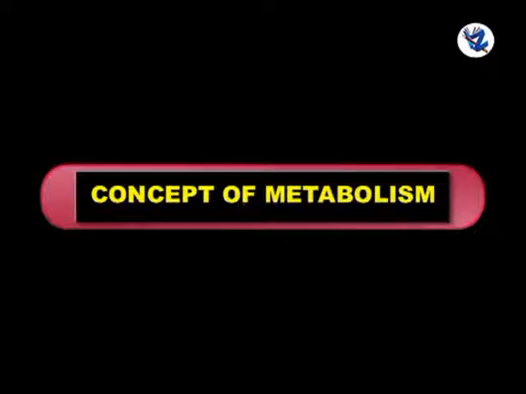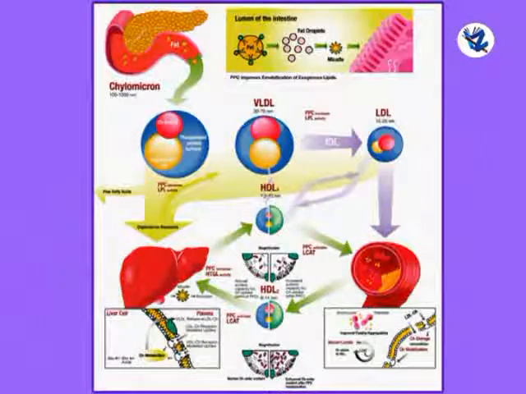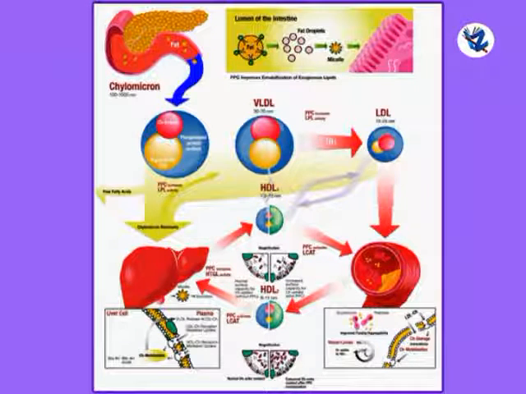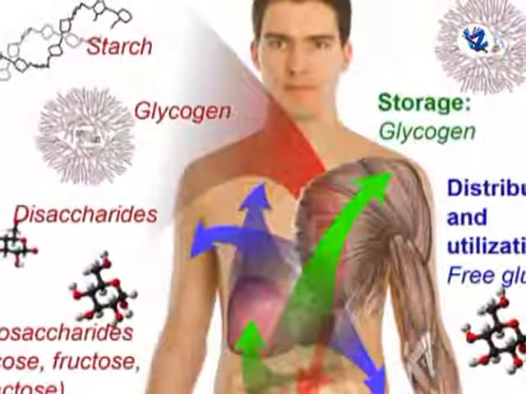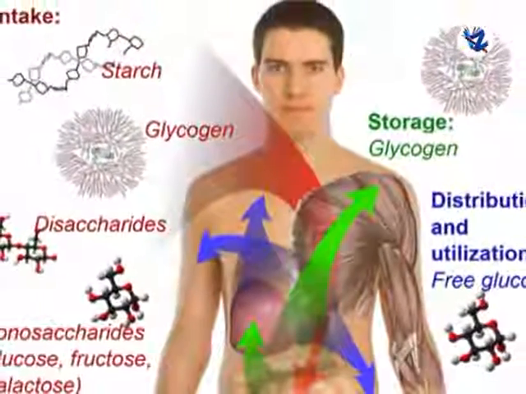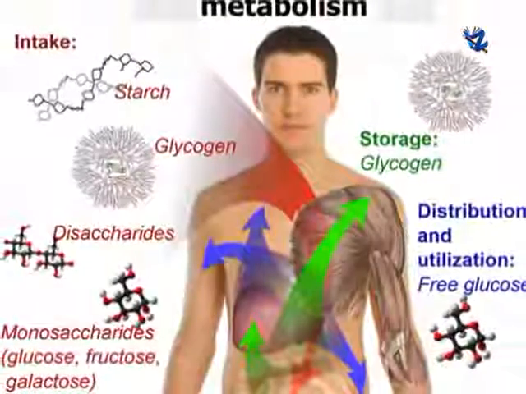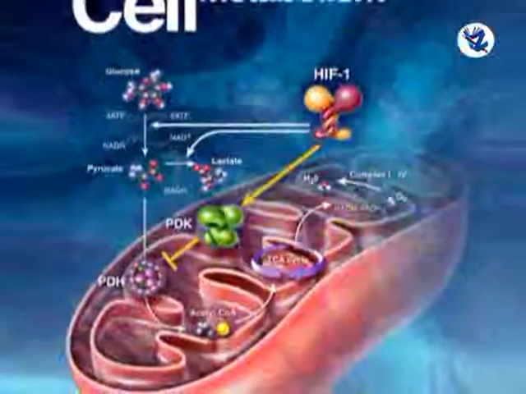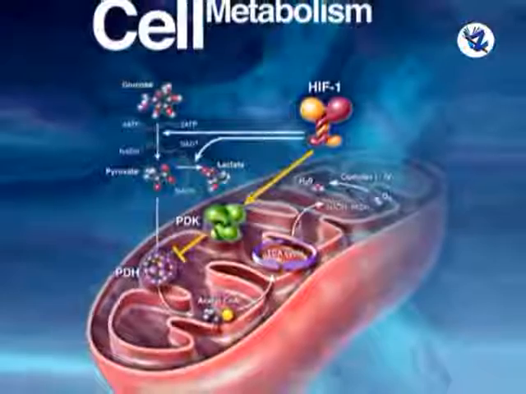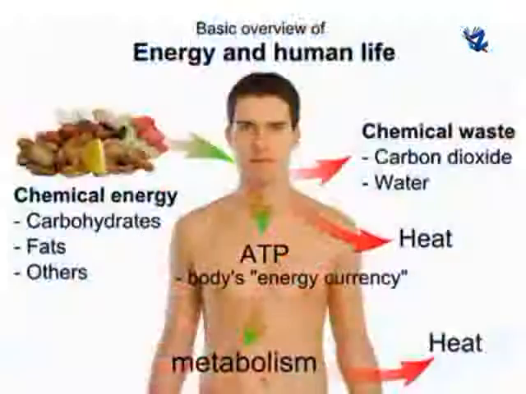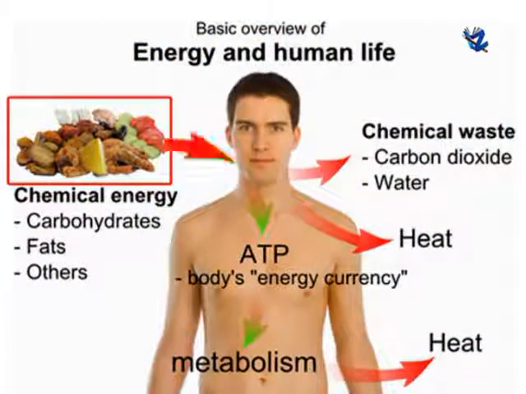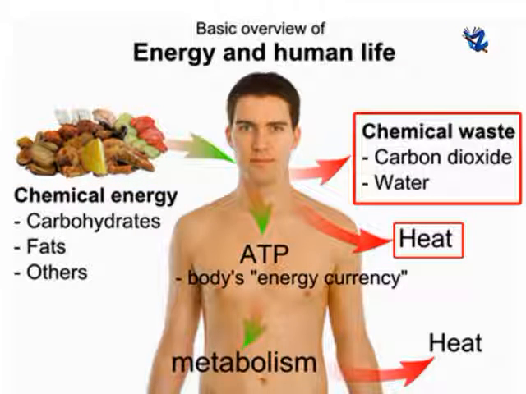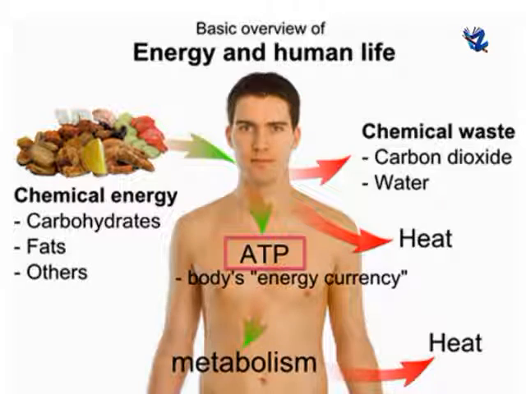Then concept of metabolism. The sum total of all the processes taking place in a living cell is called metabolism. Among these, the synthetic processes are called anabolic processes, like protein production, and all the degrading processes of the cell are catabolic processes. Anabolic processes consume energy while catabolic pathways lead to release of energy, and this energy liberated is stored in the bonds of ATP.